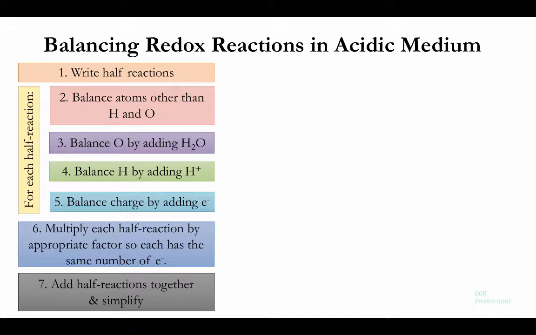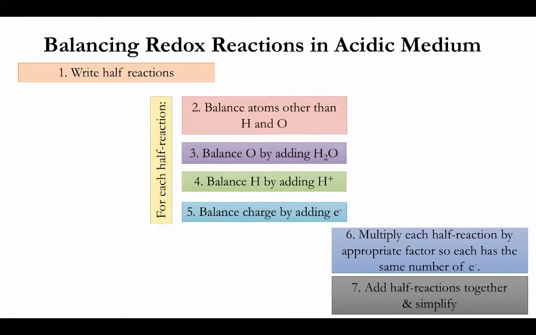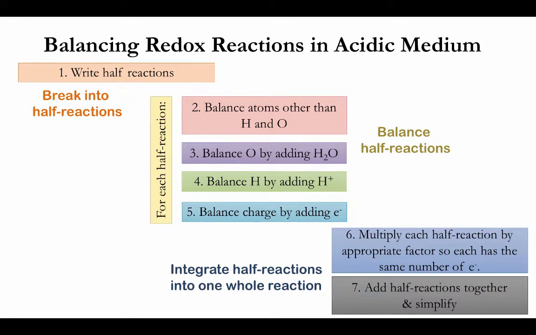And although there are quite a few, let's try and simplify this by breaking it down into three separate sections. The first section is to break the whole reaction into half reactions, an oxidation reaction and a reduction reaction. The second section, we're going to balance each of those half reactions. And the last part consists of taking those balanced half reactions and integrating them into a balanced redox reaction.